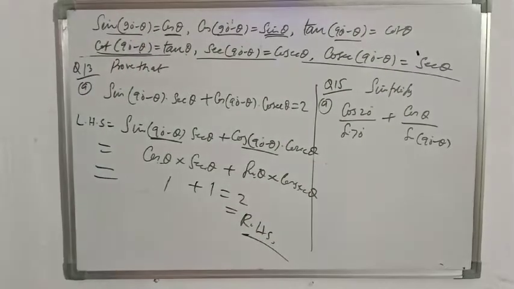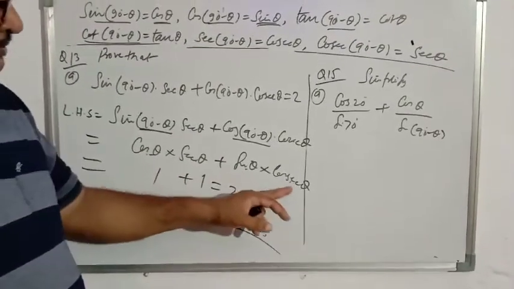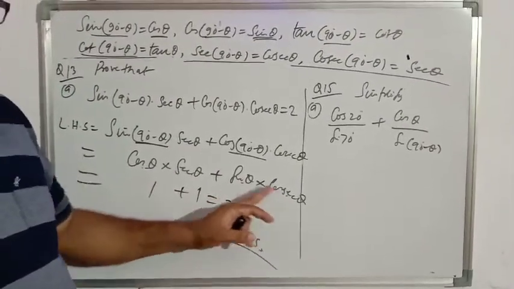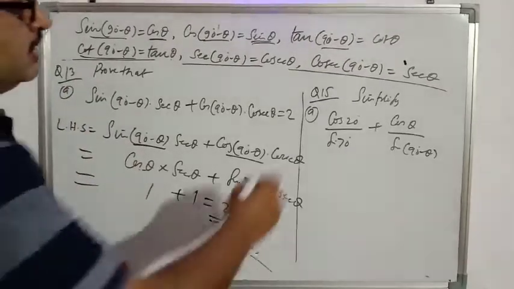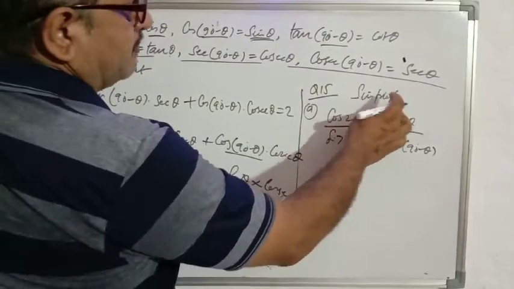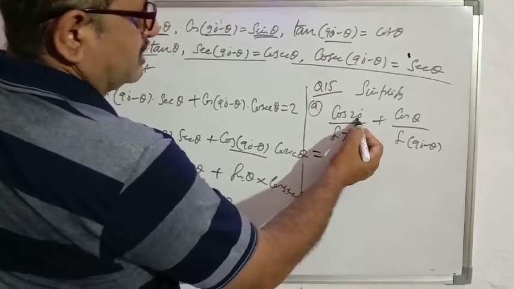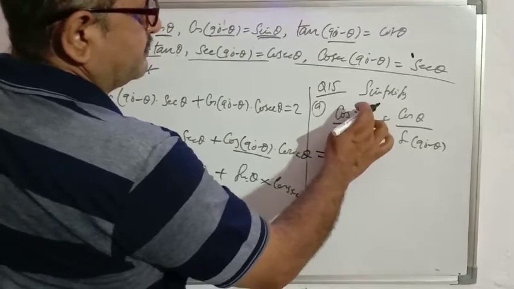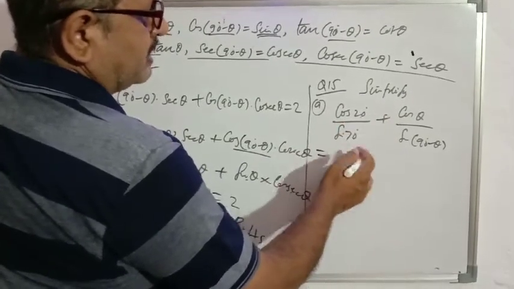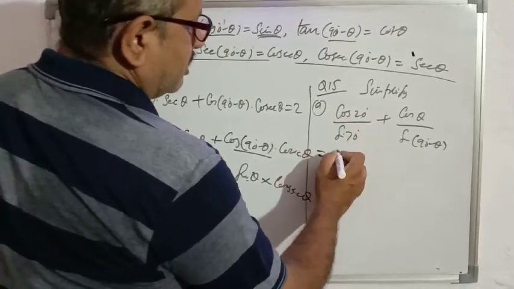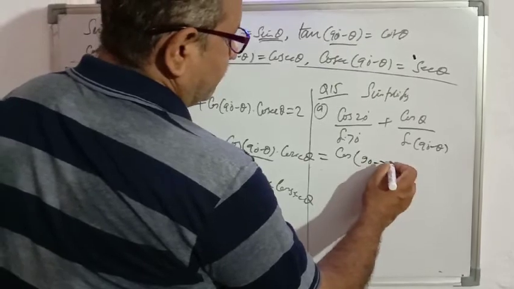So it is proved. Product of cos and sec is 1. Sin and cosec, product is 1 by reciprocal relation. So it was question number 13. See question number 15. We have to simplify it. How we will simplify? This angle 20, 70, 20 plus 70, 90, complementary angle. So we will change one of them. Cos, right here 90 minus 70.